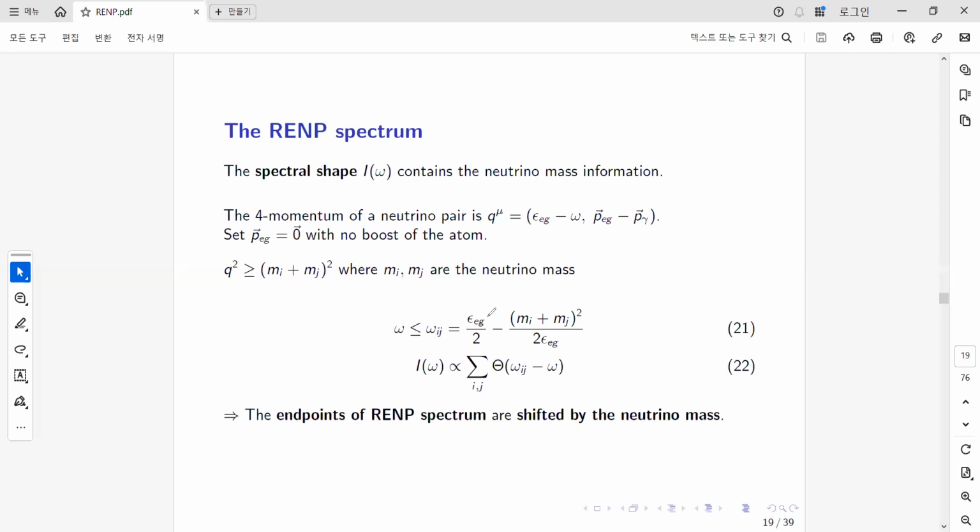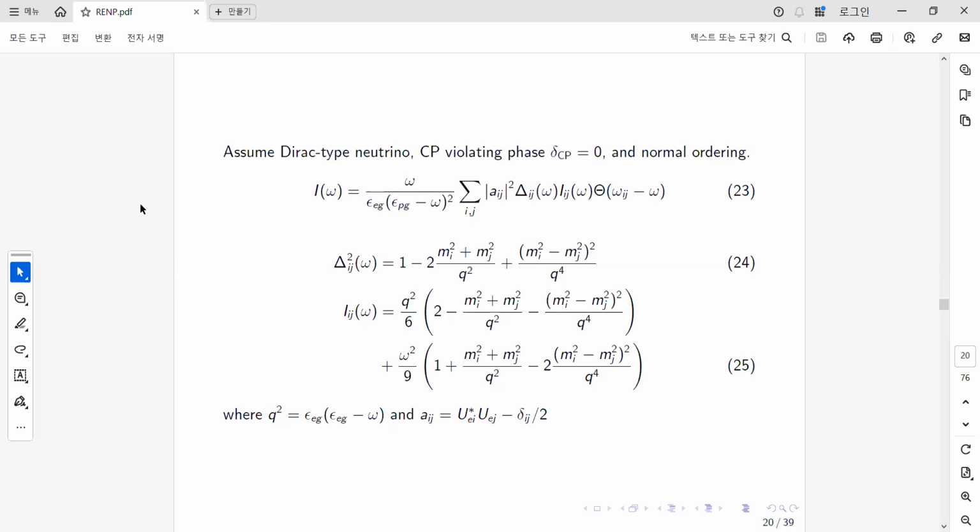And if the neutrino is a massive particle, then it can provide a mass shift from the original endpoint. So the endpoint energy of the LAMP spectrum is shifted by such neutrino masses, and the spectral shapes are proportional to the Heaviside step functions with the endpoint energy threshold. So the LAMP spectrum, especially the spectral shape in omega, has such an exact formula.